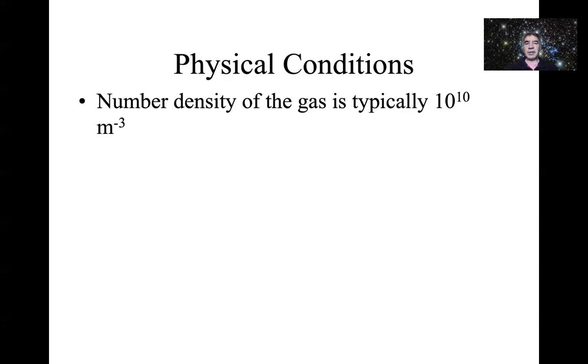So the typical number density in an H II region would be about 10^10 particles per meter cubed. So you will notice here that we're using number density rather than mass density. We're not talking about kilograms per meter cubed. We're talking about number of particles per meter cubed. Okay, and again, that's very typical for interstellar astronomy. We normally talk about the number density.